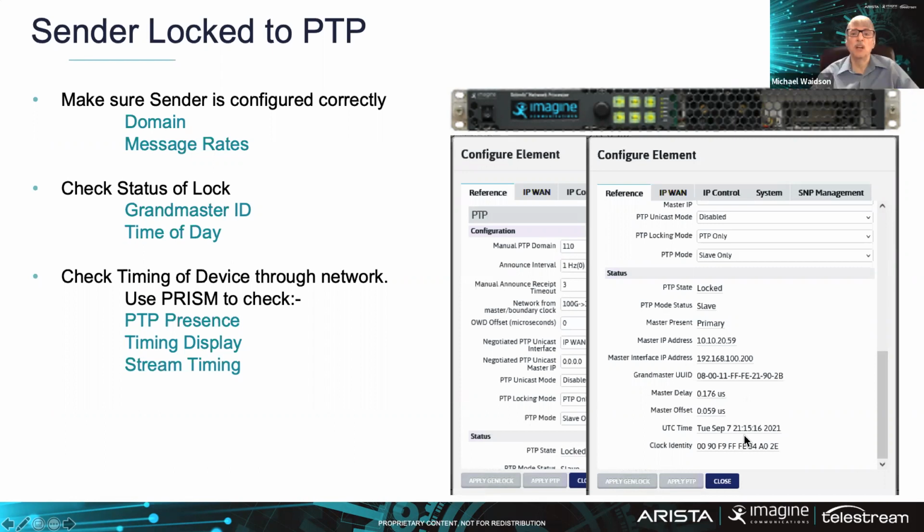I always try and look and see what the last couple of digits of the Grandmaster ID are. I try not to remember everything. I might remember the first couple of values, which are the organizationally unique identifier, which tell me what the manufacturer of the device is. If I can remember those couple of things, then that helps me to identify my Grandmaster and make sure it's the right one. I can go and look it up within my system to make sure it's choosing the primary Grandmaster, and troubleshoot these things further. But now that I know it's locked to this Grandmaster ID, we're good to go, and I should expect this sender to now be locked to PTP.